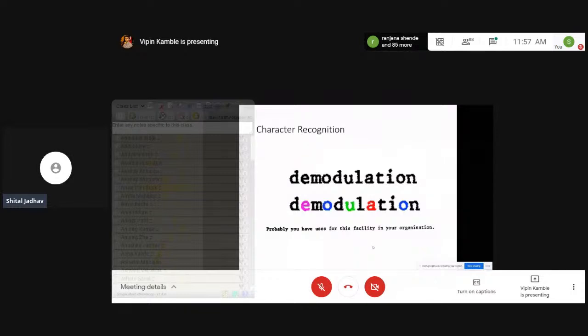Like if I ask you to write demodulation, definitely some of you will write it in uppercase, some in lowercase, some will use cursive. So everyone's writing style is different, handwriting is different. In that scenario, how to recognize a character is a difficult task. And also, if it is written with different colors, there will be a doubt whether this D is separate, E is separate, M is separate, because alternate letters have different colors. So whether to consider it as the next character or part of the same word.